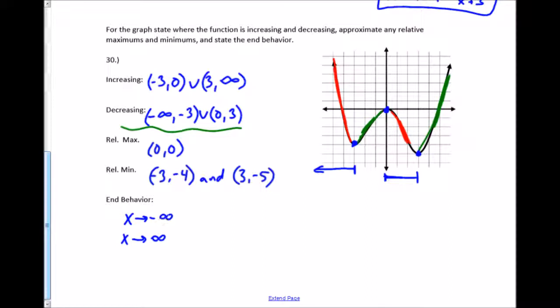And really, that's just a fancy way of saying, look at the far left of your graph. The negative infinity is looking at the far left right here. What's the function doing? Well, it's going up, so my f of x is going to positive infinity. And then x going to positive infinity is saying, hey, look at the right side of your graph. What is it doing? It's going up forever, so f of x is going to positive infinity once again. And that's my end behavior, okay? And that's how I have to denote it.